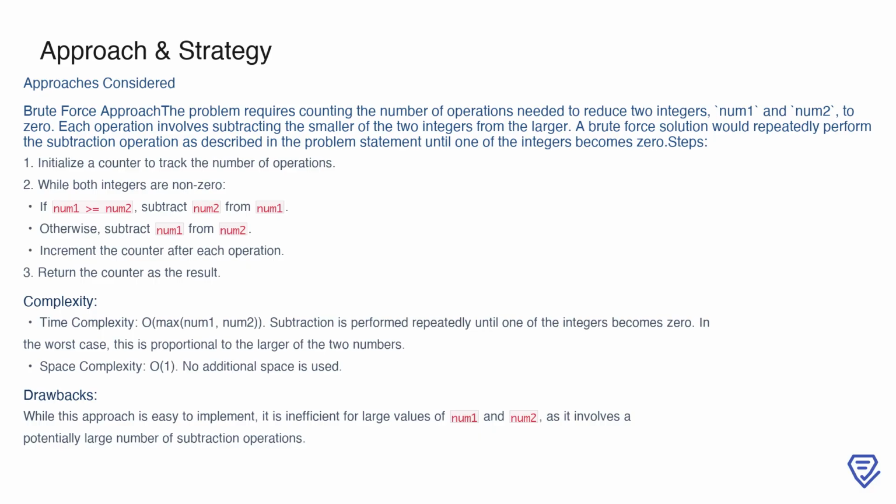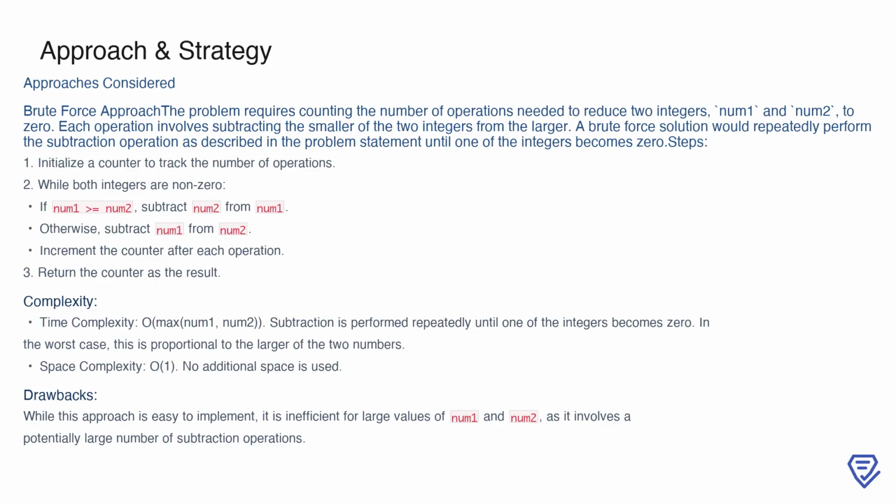First, we initialize a counter to track the number of operations performed. Then, while both numbers are non-zero, we subtract the smaller number from the larger one and increment the counter after each operation. Finally, once one of the numbers reaches 0, we return the counter as the result.